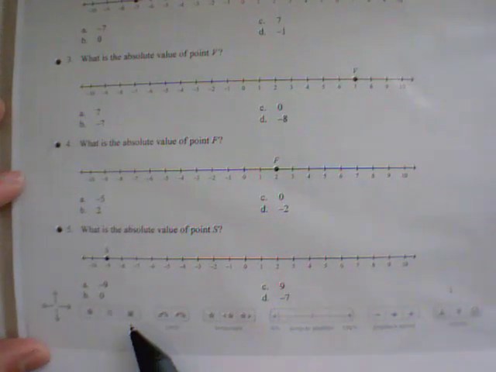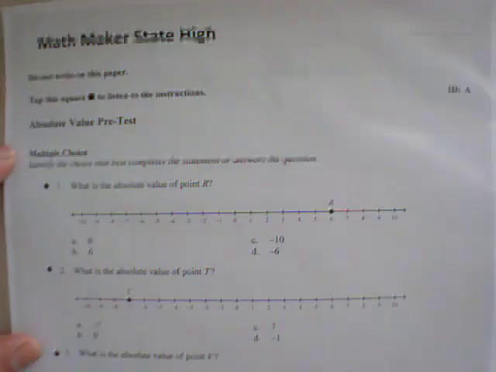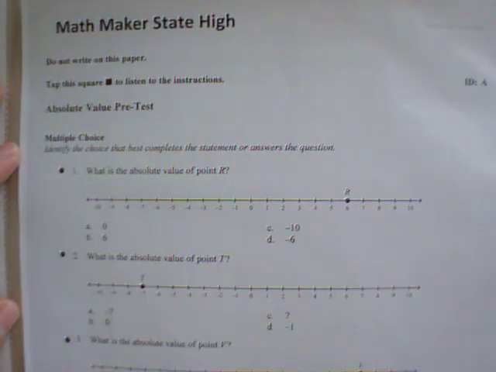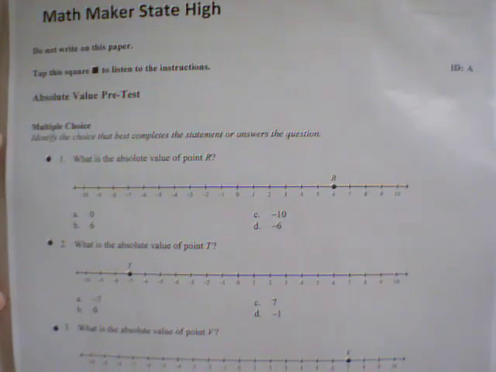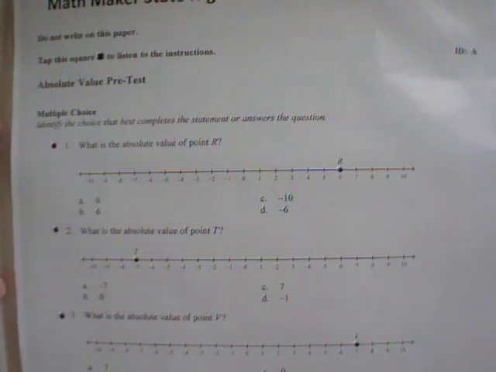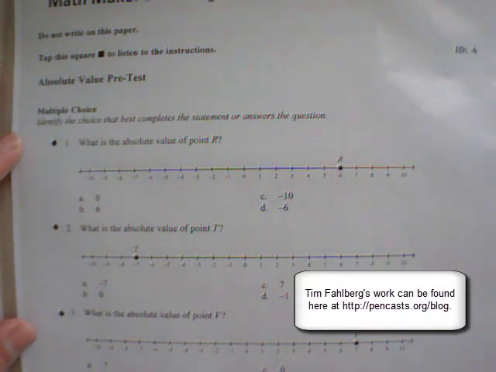And the student will simply tap this stop button, fill in their answer on their bubble sheet, and then when they're ready they go back to the next question and tap on the button next to there. So this might give you some idea how you can use the Livescribe pen with a test situation, and it's very similar to some of the work that has been done by Tim Fahlberg, which you'll be able to click on the link with this video.